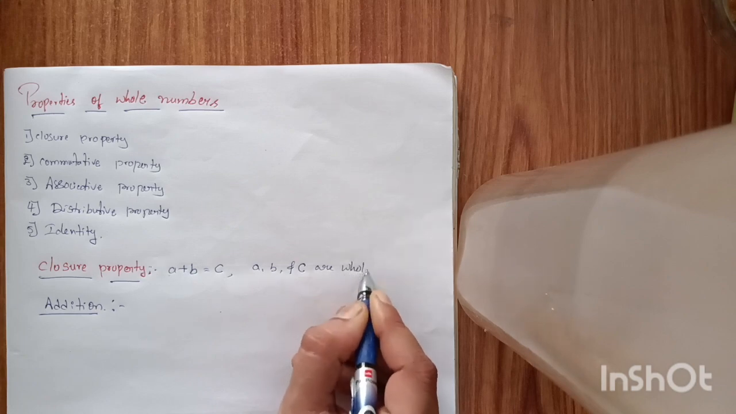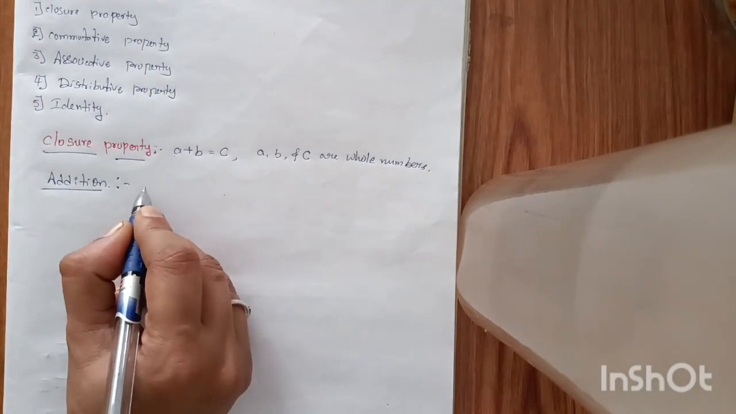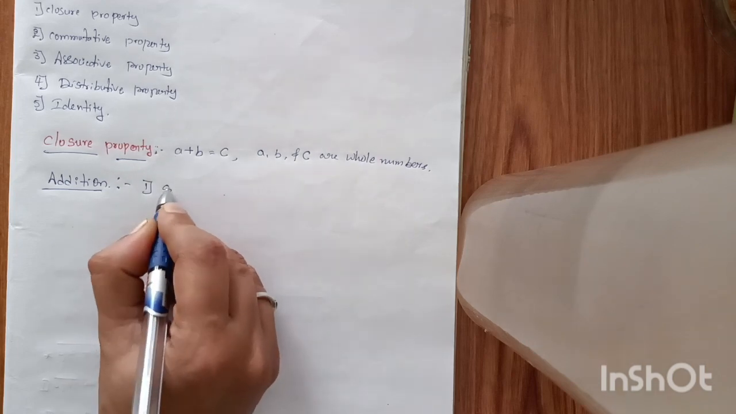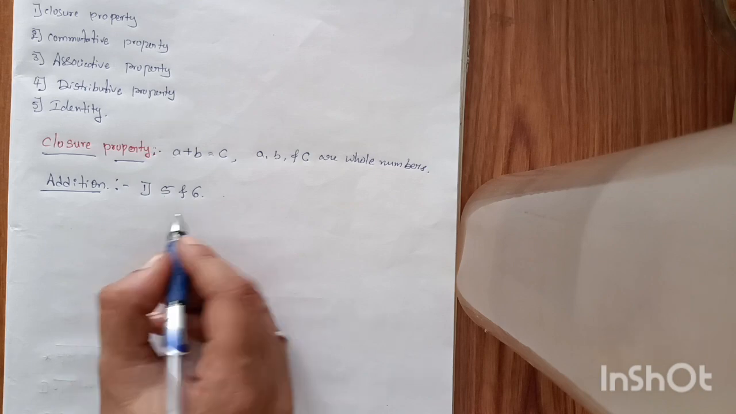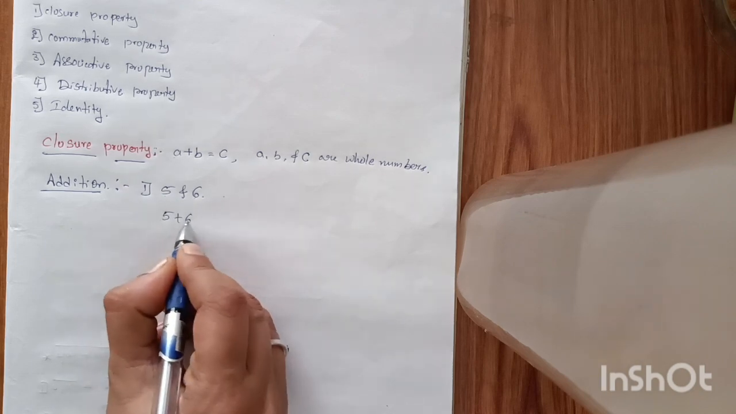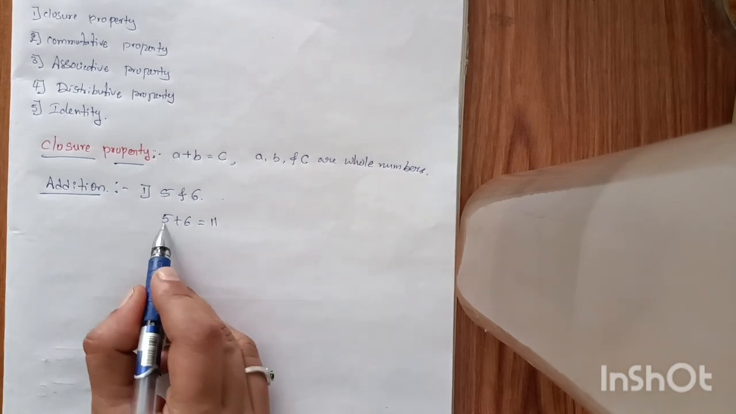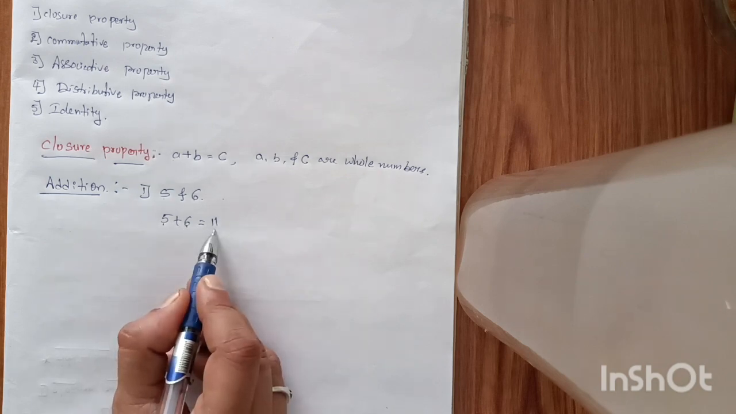Let's see the examples. Take any two whole numbers, 5 and 6. If we add these two whole numbers, 5 plus 6, we get 11, correct? Here 5 and 6 are whole numbers, and adding them we get 11, which is a whole number. So this satisfies the closure property.